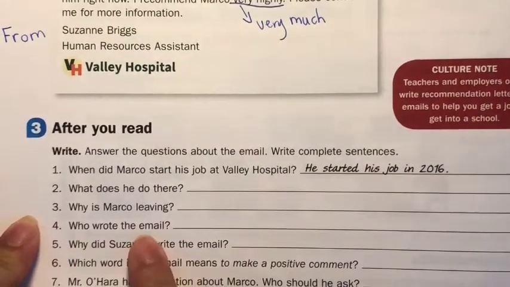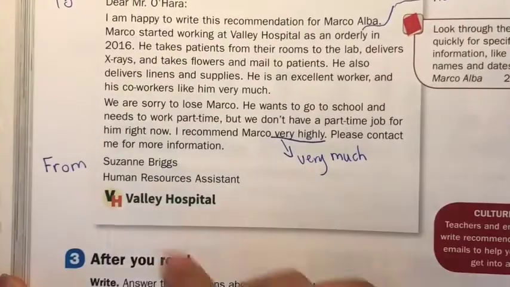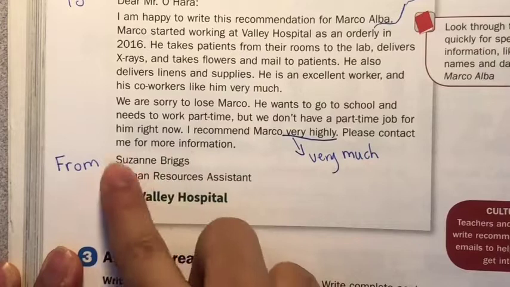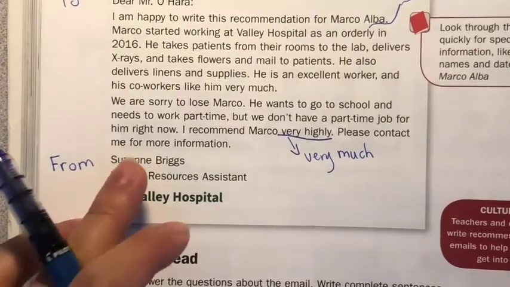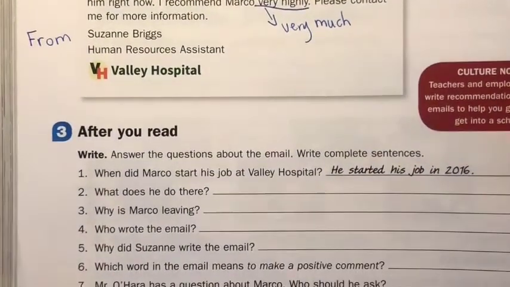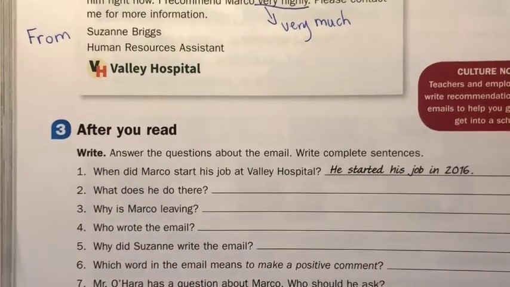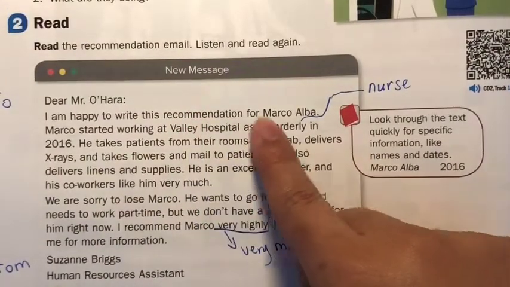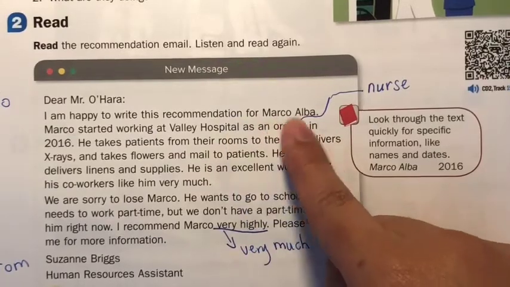4. Who wrote the email? You should know this one. At the bottom of an email, you sign your name when you write it. So the person who writes the email, their name is at the bottom. So Suzanne Briggs wrote the email. 5. Why did Suzanne write the email? Why did she write this email? This email is to recommend Marco Alba. It's a recommendation letter, email for Marco Alba.